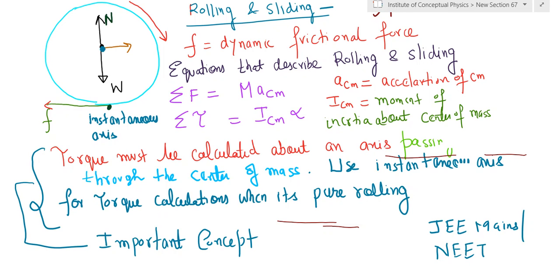So in this slide, the main point being made is that please choose center of mass as the axis for calculating the torque and not instantaneous axis when you have rolling and sliding both involved.